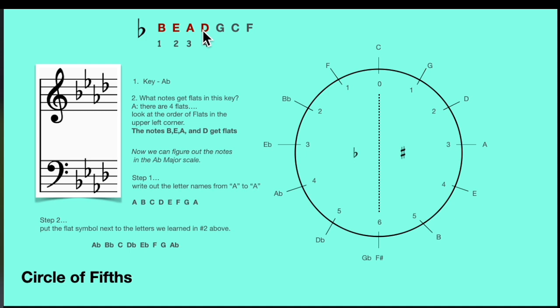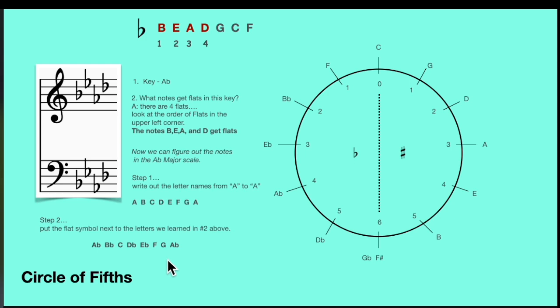So let's put this together and make the A flat major scale. Write out their letter names from just A to A. Don't worry about flats or sharps yet. Just A, B, C, D, E, F, G, A. Now remember, the musical alphabet goes to the letter G and then starts over again. What notes get flatted? B, E, A, and D. So put a little flat symbol next to all those letters. Look at that, your A flat major scale.